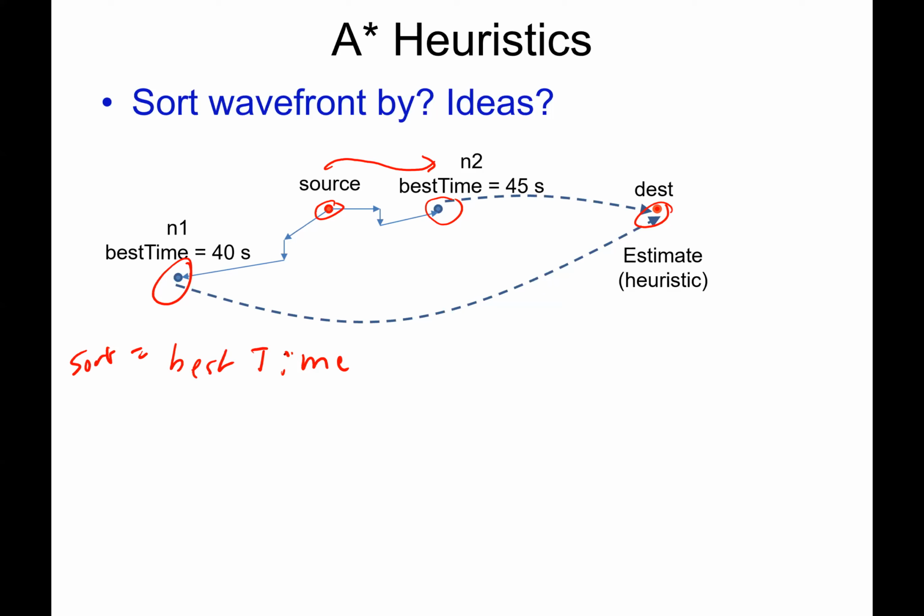Maybe we can multiply the geometric distance. Okay, so we've got some estimate of distance here. Maybe we can multiply that distance by the best time. Maybe we could multiply it by some constant and add it to best time. All those things are reasonable ideas, but they're going to be pretty hard to tune. And we really want this sorting to work well.